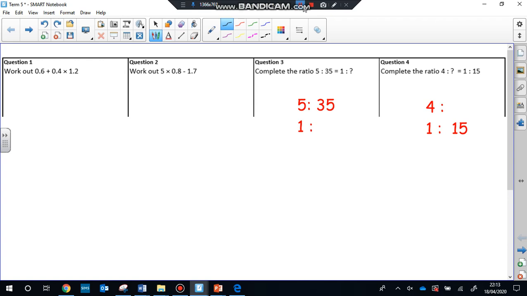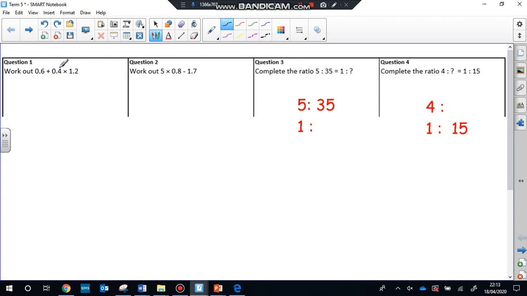So if we have a look at question 1, we've got BIDMAS along with multiplying and adding decimals. So thinking about our BIDMAS, we've got to do that multiplication first, but we're multiplying decimals. So I'm just going to do a little bit of work down here and then come back to this. So we've got to do 0.4 times 1.2.